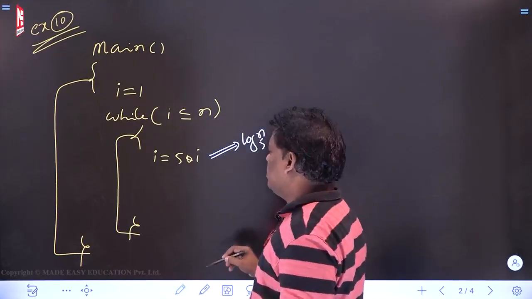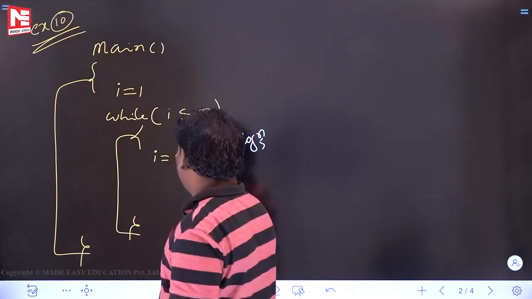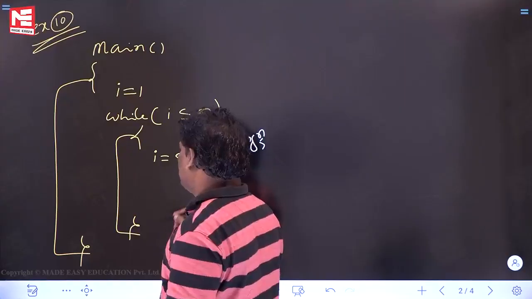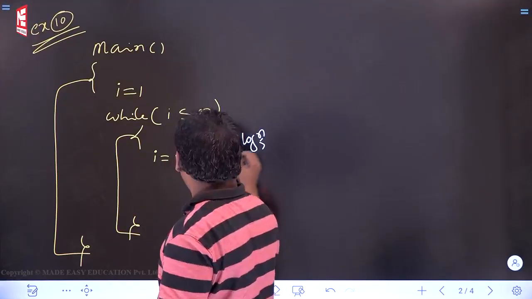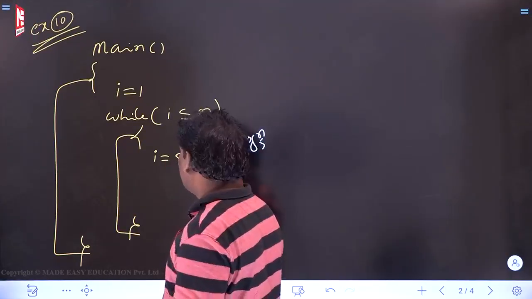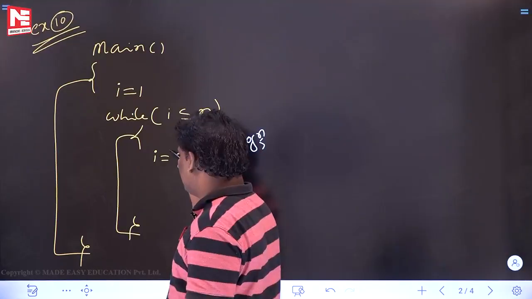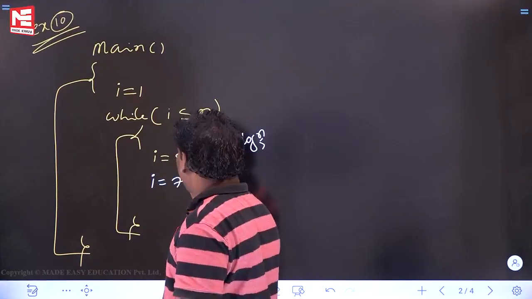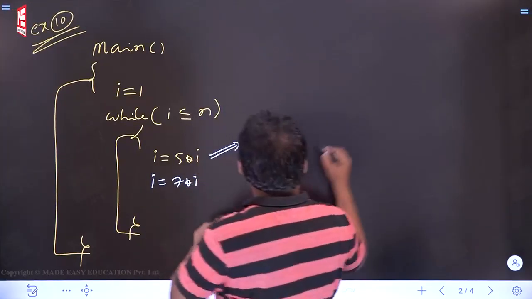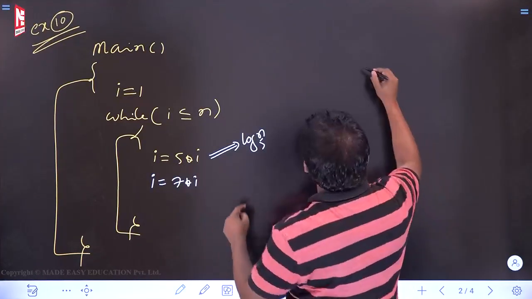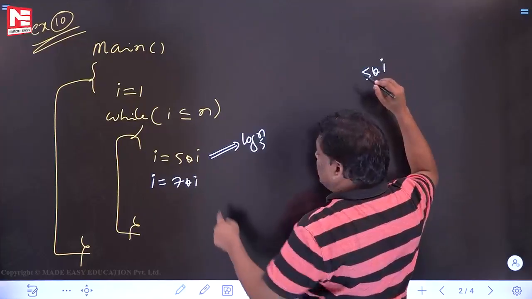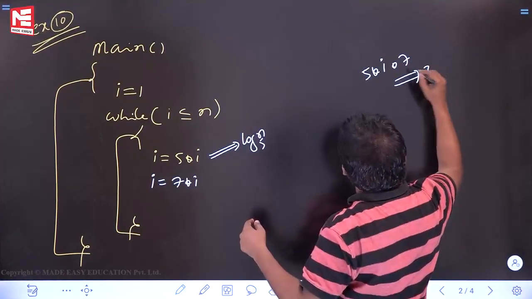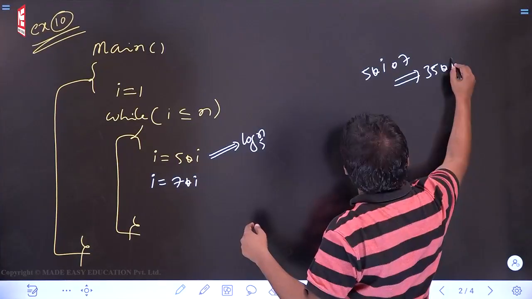Is everyone fine? Now see the answer. This is there, it's okay. Suppose in the place of 5, 15 is there, log n base 15. Suppose in the place of 5, 50 is there, log n base 50, that is fine. Suppose this is there, and one more is there, I is equal to 7 into I. What is the answer? Already I is 5 into I, and that one goes into 7, so what will the answer be? 5 times 7 is 35 into I.